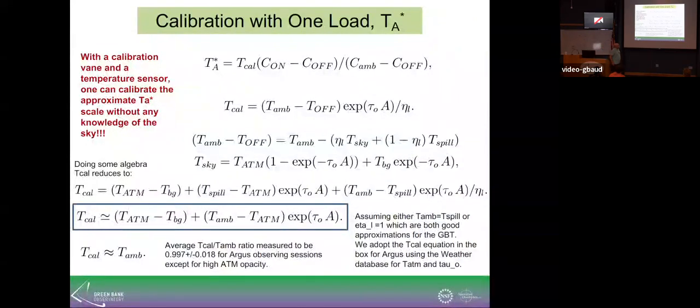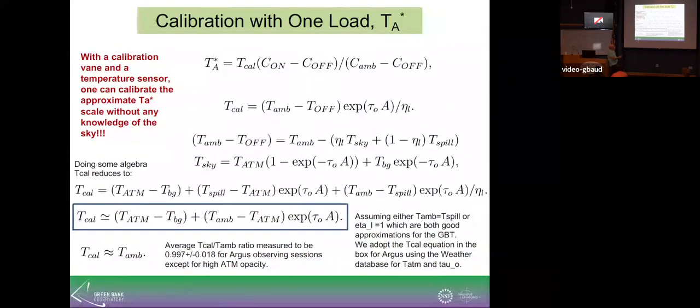The beauty of TA star, and it is quite amazing if one goes through the algebra and looks at this, is you can take a temperature sensor, put it on an ambient load, and calibrate the temperature scale without even knowing what's going on with the atmosphere, and you don't even have to know what your spillover is. It's a quite remarkable statement. They figured this out in the late 70s. That's why that Kutner and Ulich paper is worth reading if you ever do millimeter astronomy.